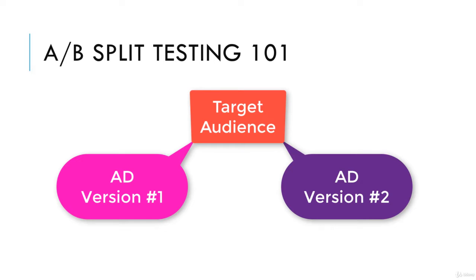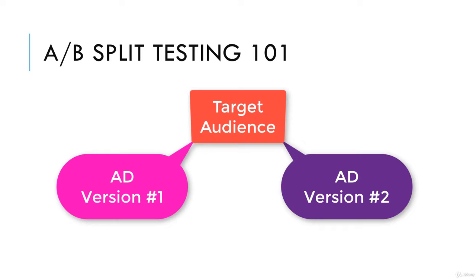A/B split testing lets you test different versions of your ads so you can see what works best and improve future campaigns. For example, A/B split testing allows advertisers to easily test the same ad on two different audiences to see which audience performed better.